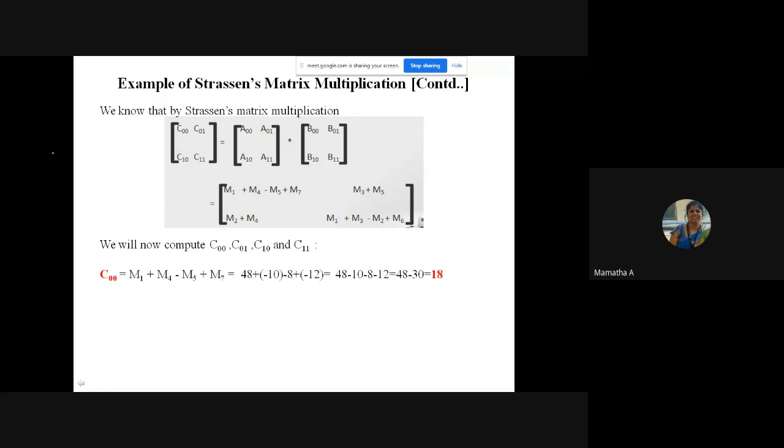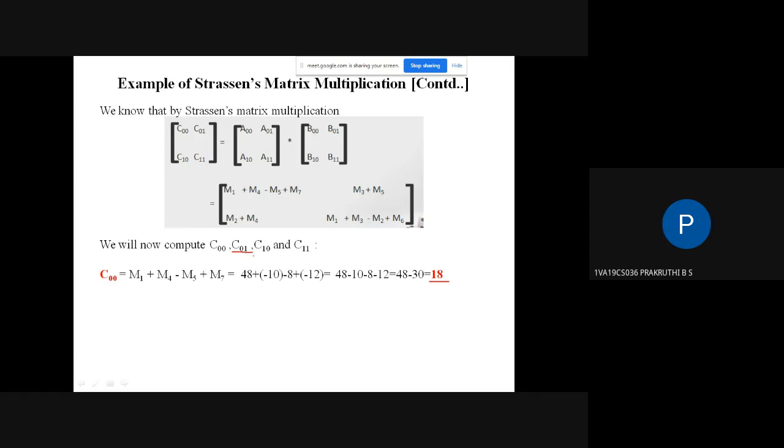C00, C01, C10 and C11. Okay. What is C00? So this is what you have to compute. Be careful with these values. Many of you, when writing it down, instead of writing 48, will write 58. Your answer is wrong. So be careful. See, simple mathematics. So you get the answer as 18.